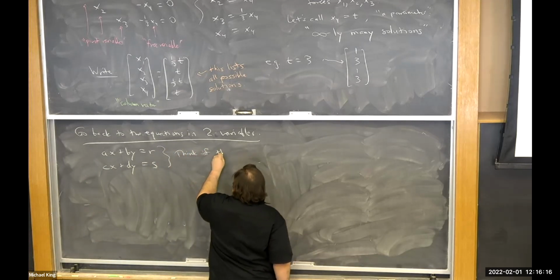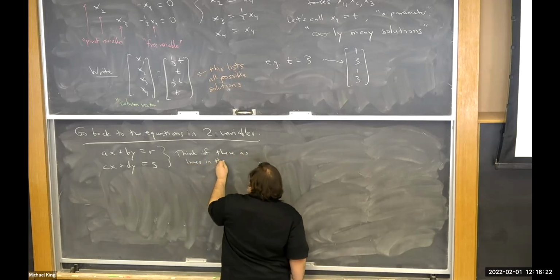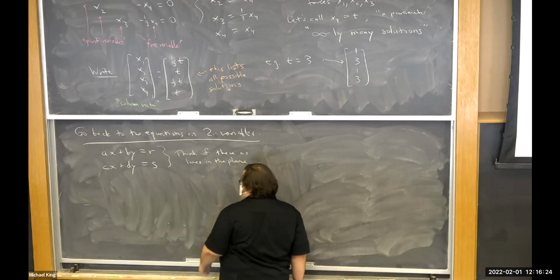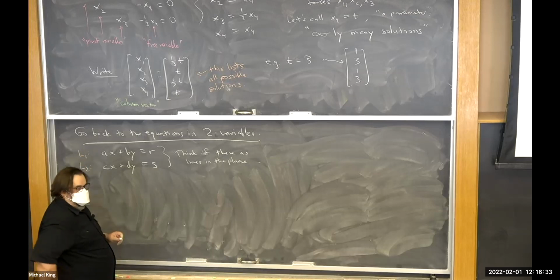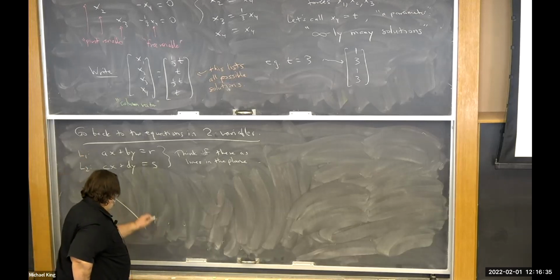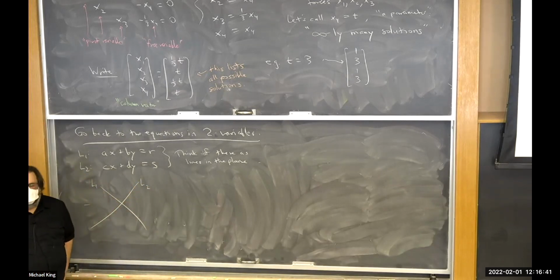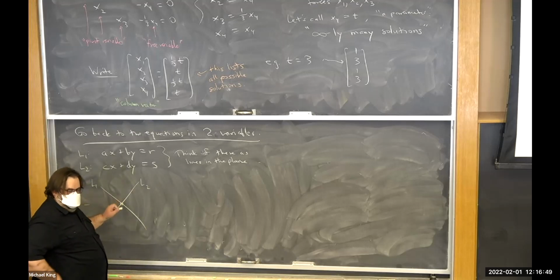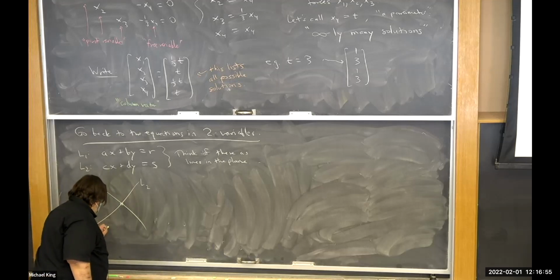Think of these as lines in the plane. Then what sort of possibilities do we have? Well, let's call this L1 and this L2 for a line. So we could have L1 and L2 like this, right? In this case, if you solve the system, what's going to happen? You're going to find this point here, which is the 1 intersection point. Good. So in this case, one unique solution.